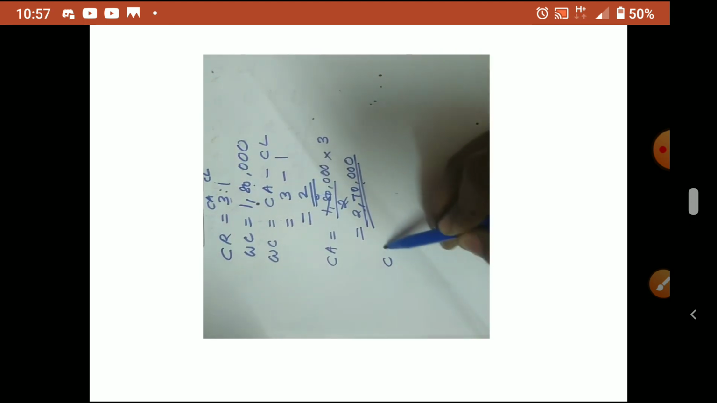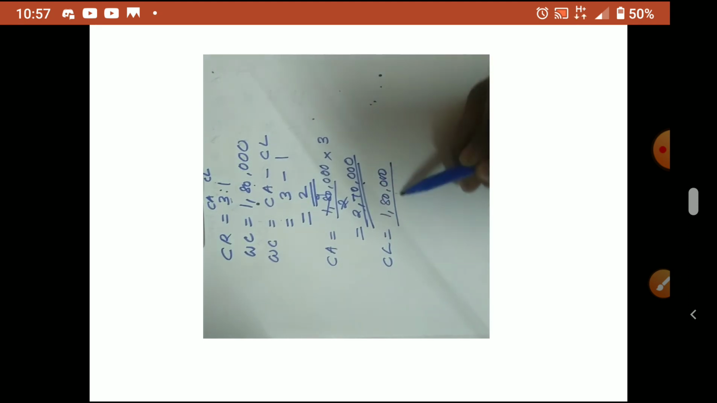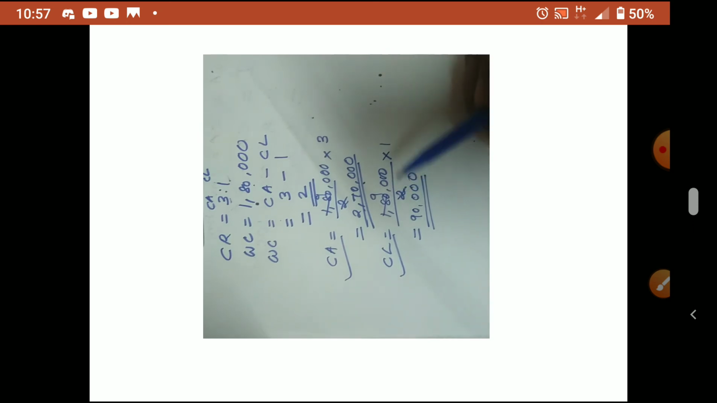Now current liability also we can calculate the same way. So 1,80,000 is representing 2. Then current liability is 1. 1 how much? So 90,000 into 1. Current liability also we will get how much? 90,000. So current asset we got, current liabilities also we got. Now the question is calculate current asset and inventories.